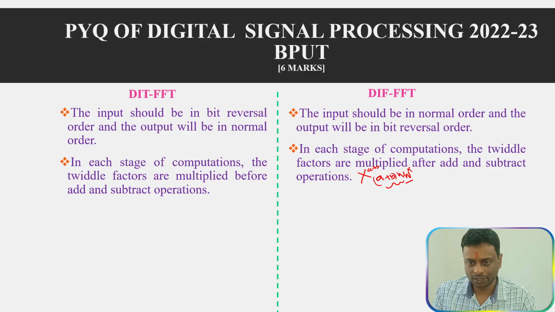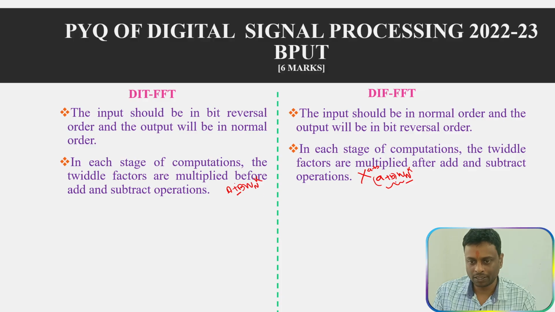In DIF FFT, after the addition or subtraction, it will be multiplied. But in DIT FFT, the multiplication is before the addition and subtraction. So it is a plus b omega N to the power k, and another one is a minus b omega N to the power k. So in DIT FFT, the twiddle factors are multiplied before the add or subtract operation.